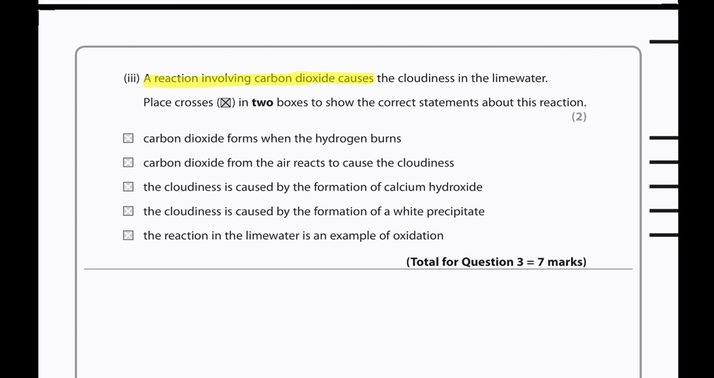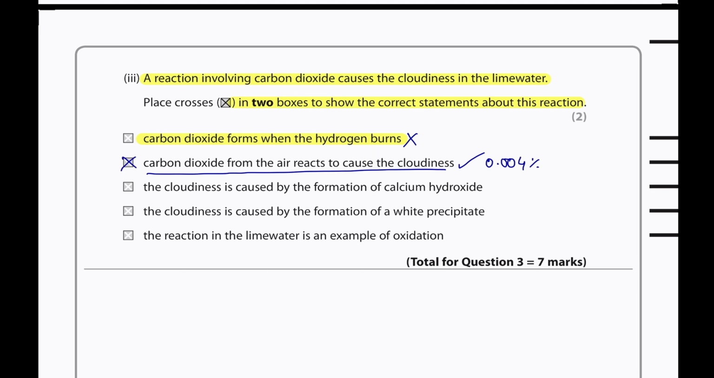A reaction involving carbon dioxide causes the cloudiness in the lime water. Place a cross in two boxes to show the correct statements about this reaction. Carbon dioxide forms when hydrogen burns. Well, when hydrogen burns, then water is only formed. Carbon dioxide from the air reacts to cause the cloudiness. Yes, CO2 is present in air in very small concentration, 0.04%. So it can react to make the solution cloudy.